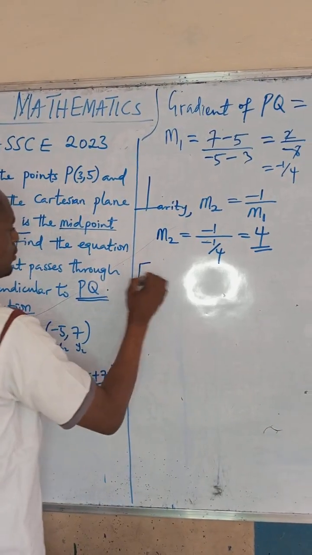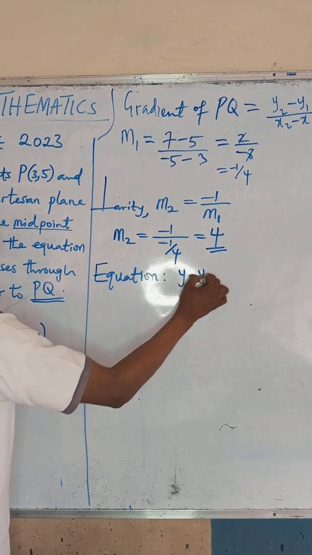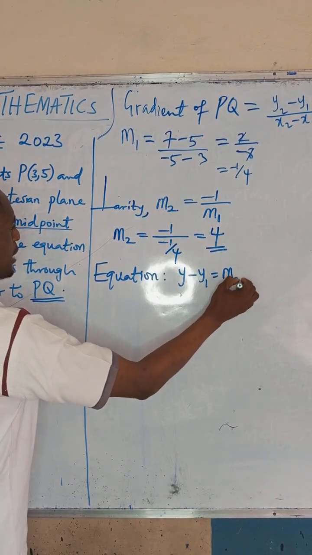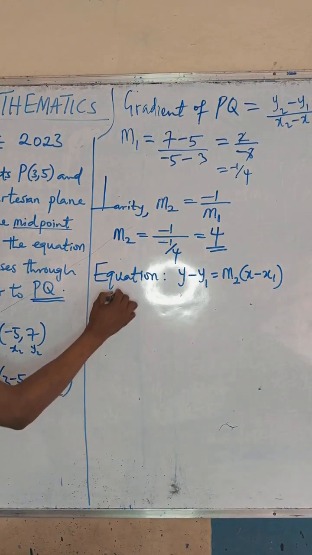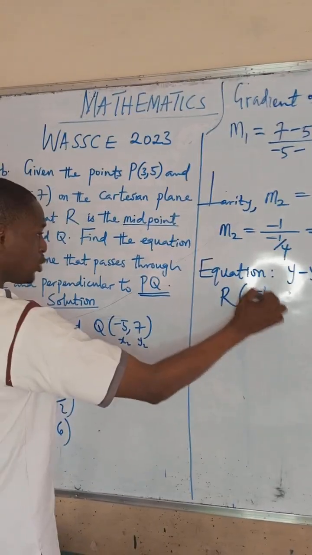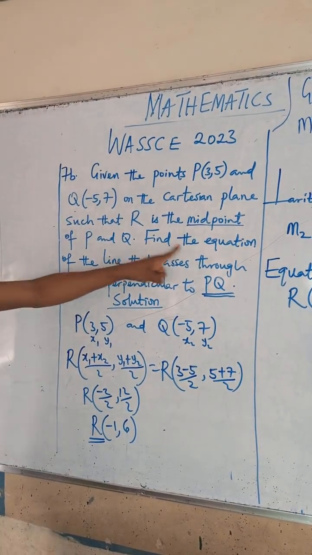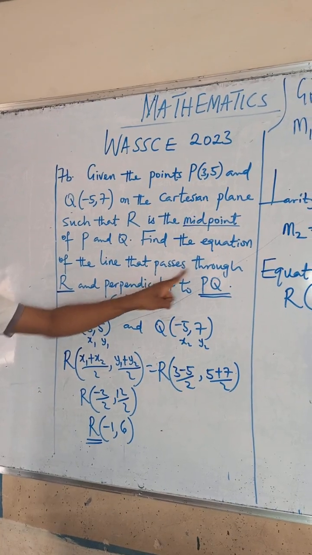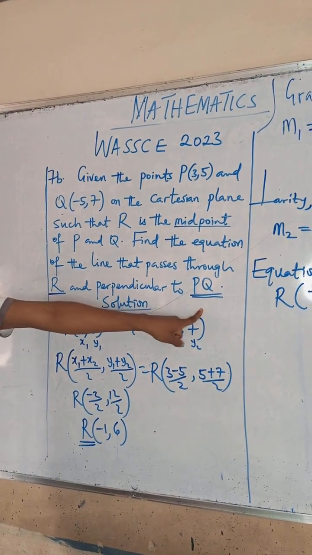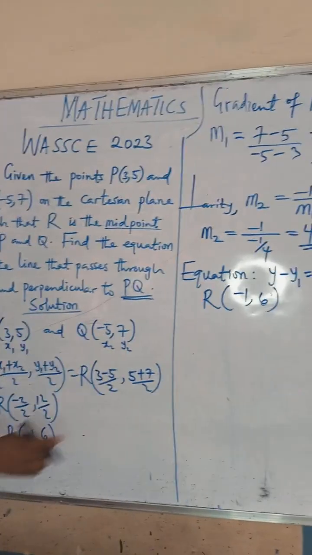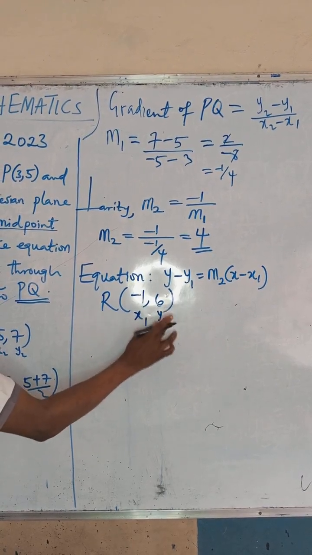So the equation which we are looking for uses the formula y minus y1 equals m2 times (x minus x1). What will be the point? It passes through point R, that is (-1, 6), which we've gotten earlier. The question says the line passes through R and is perpendicular to PQ, and that was why we used the condition for m2. So my new x1 will be minus 1, and my new y1 will be 6.